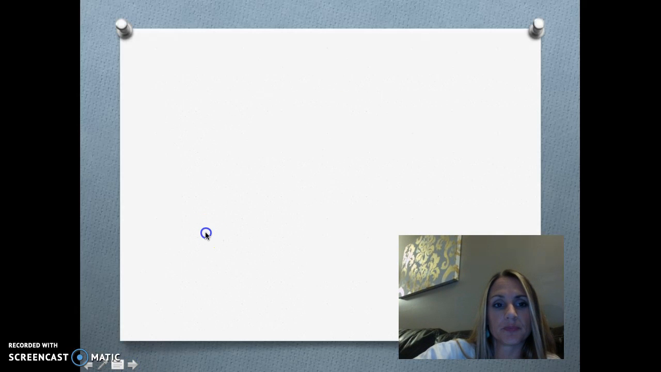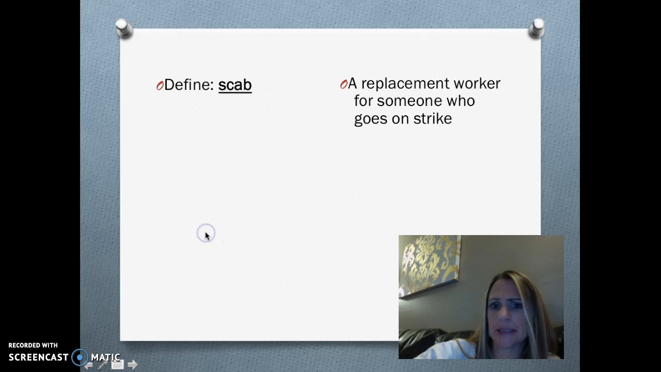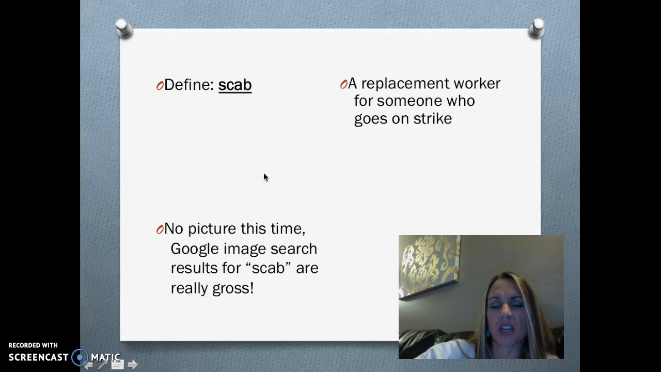A scab, a replacement worker for someone who goes on strike. So they weren't really necessarily considered to be a positive thing. So they gave them a yucky name. And I didn't put a picture in because when I Google searched scab, disgusting pictures came up.